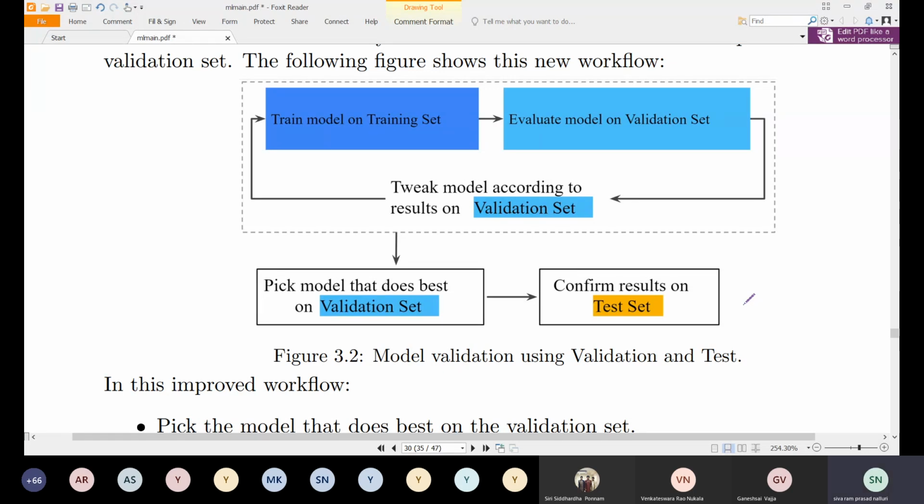Okay. So why is the learning not proper in that case? Because you have fixed the problems in the test set.